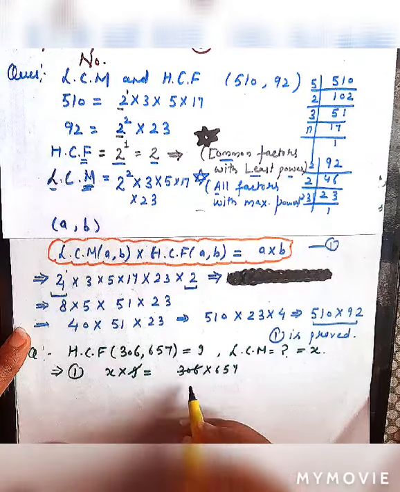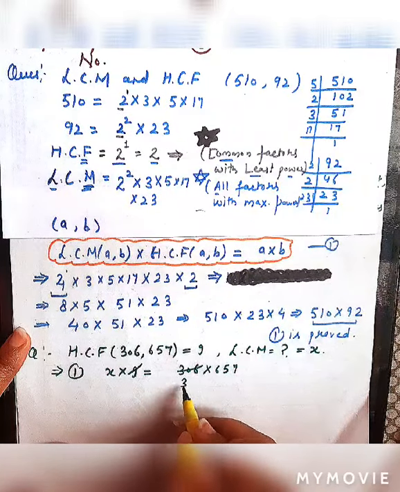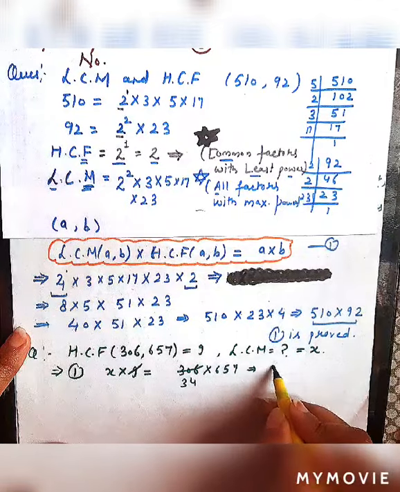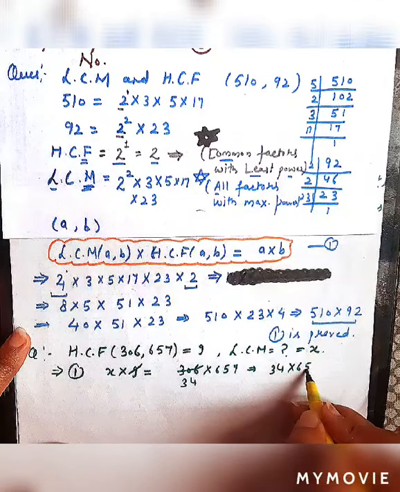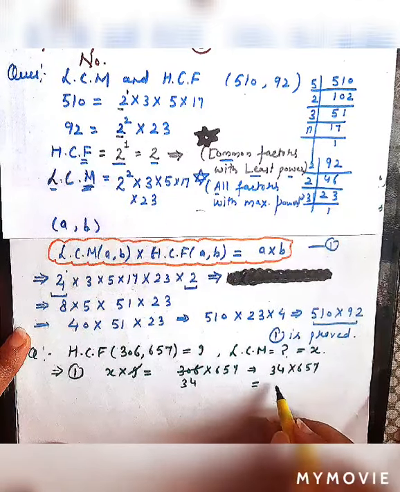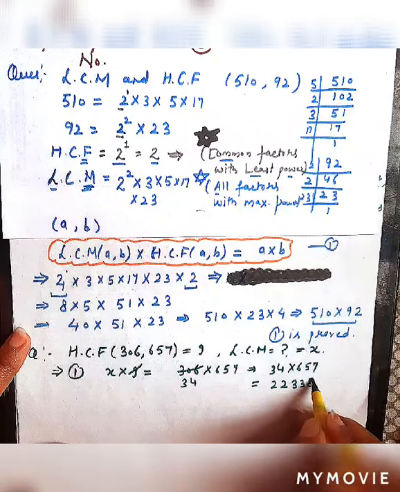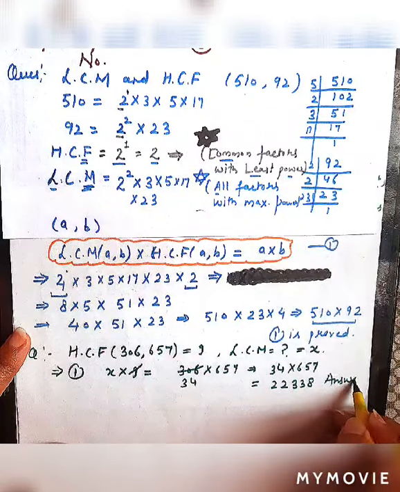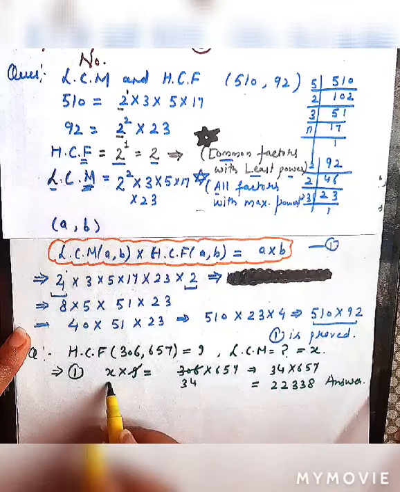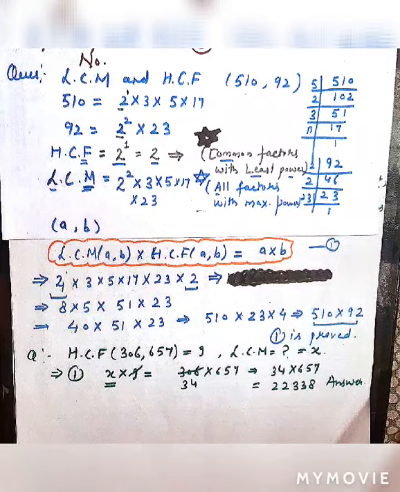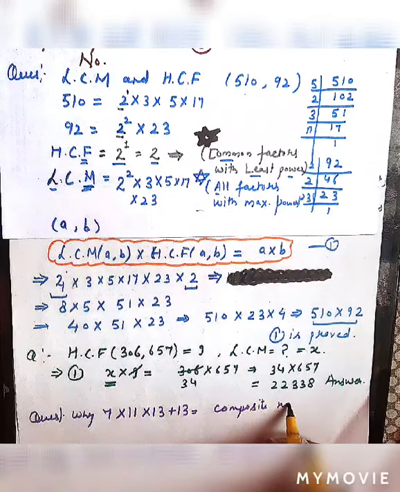Fine. And I'm going to cancel it out. 9, 3 and then 4. Okay, fine. So we are left with 34 into 657. After solving this, we are left with 22338. So this is the answer of this question. So the LCM of these two numbers is equal to this. Fine. And again, this is a composite number.